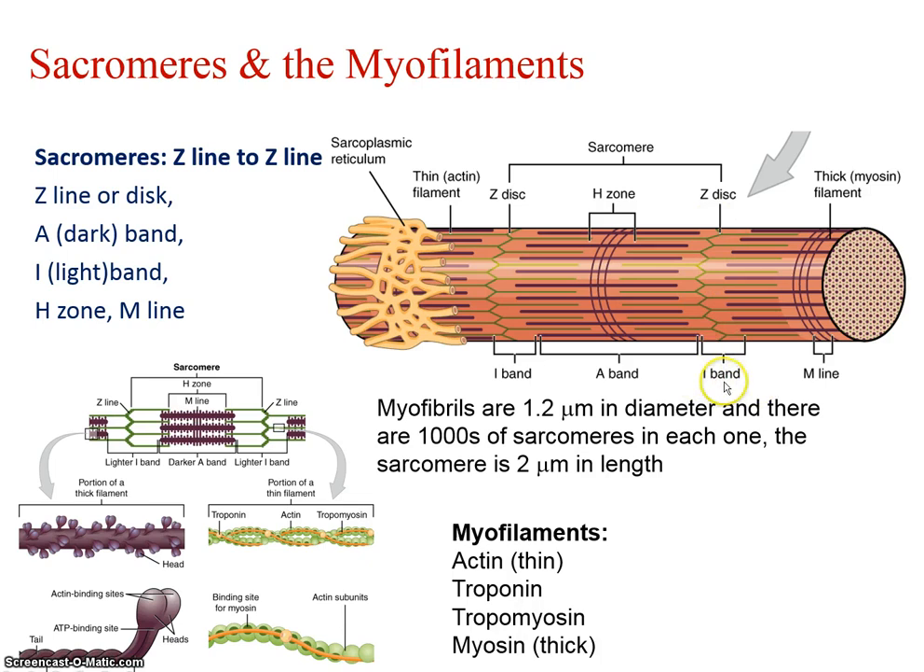Now, the M lines and the H zone are within this A band. So an H zone, just to let you know, is really the space or area in which there is not an overlap. So this is, as you can see, myosin only. And then the M line, M does stand for middle, and this is created by a number of structural proteins that help maintain this overall organization. And this organization is very important for a productive contraction.